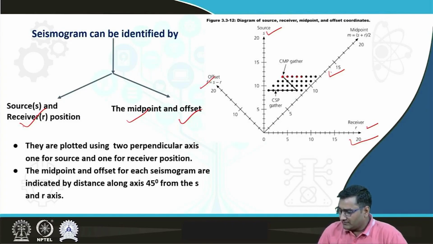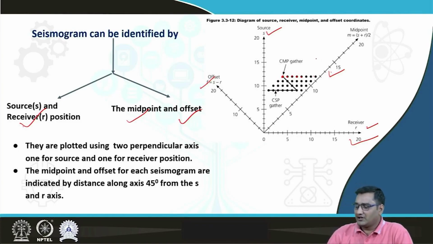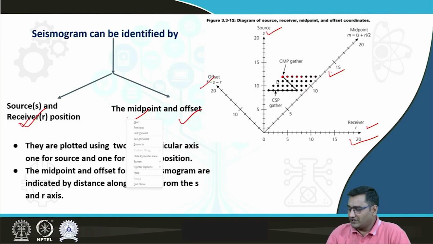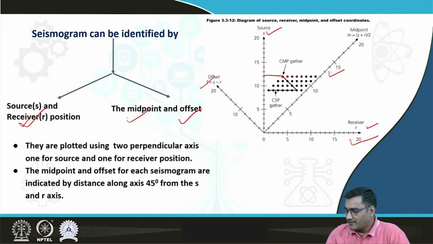These are the midpoint gathers, and these individual midpoints are being sampled by an individual seismogram, and that seismogram, if you want to identify from a CMP gather, can be identified by either the source and receiver position or the midpoint and the offset position. So that will be this value over here, this is the source, and for this particular position this is the receiver. Likewise, for the offset and the midpoint you can do the same.